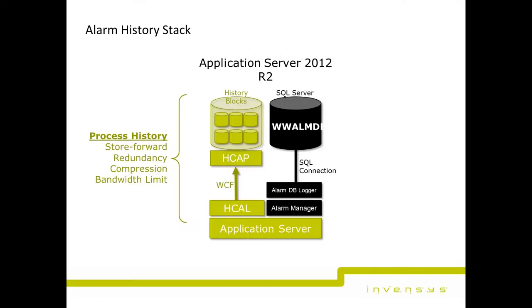Another major change in alarming for System Platform 2014 is in the way we historize alarms. Compared to previous releases, System Platform 2014 now uses methods more similar to process history. For process data, there were features behind the scenes that allowed application server to talk to historian server and store your process data into history blocks. This also allowed you to take advantage of features like redundancy and store and forward, but previously we used different methods to store and historize alarms. This has changed in System Platform 2014.